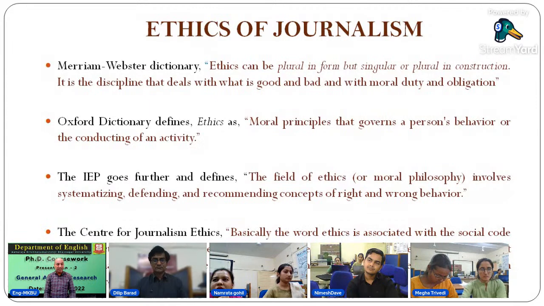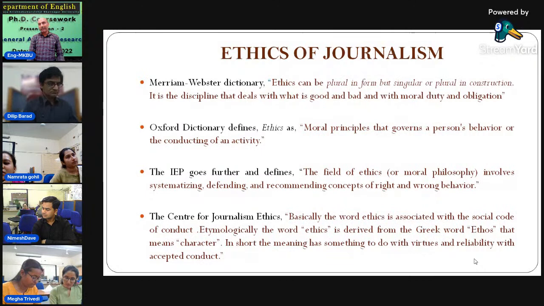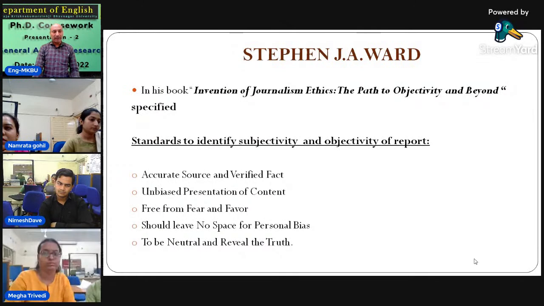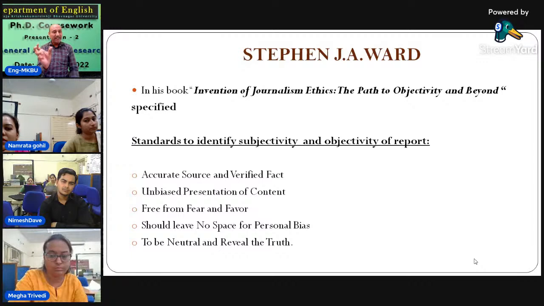The Center for Journalism Ethics defines it, and that is one of the best definitions that I have got. Basically, the word ethic is associated with the social code of conduct. Etymologically, the word ethics is derived from the Greek word ethos, which means character. So it's directly connected with character. In short, the meaning has to do with virtues, reliability, and accepted conduct. Stephen J. Ward, in one of his books, Invention of Journalism Ethics: The Path to Objectivity and Beyond, has put forward several specific ideas that come under the word ethic.